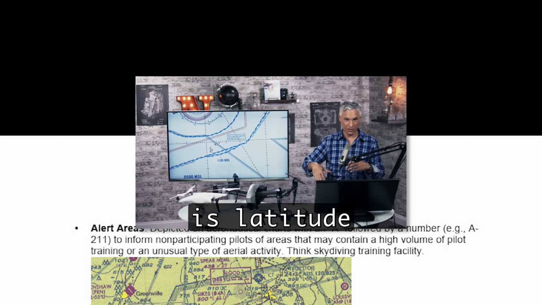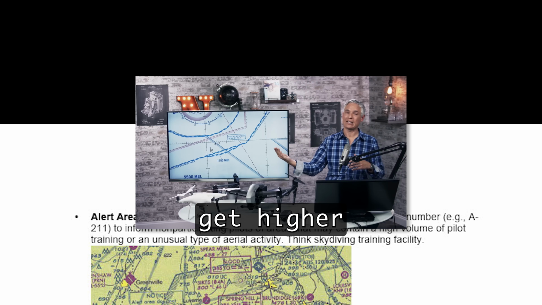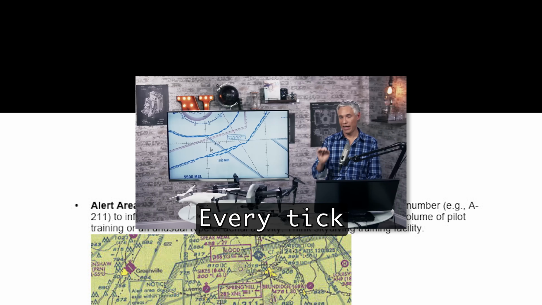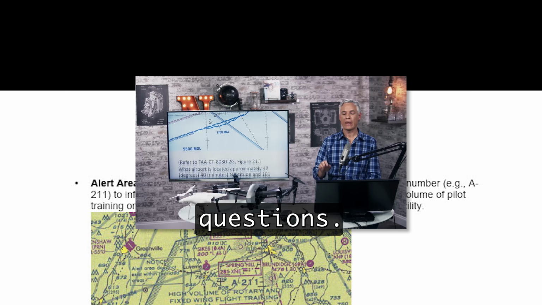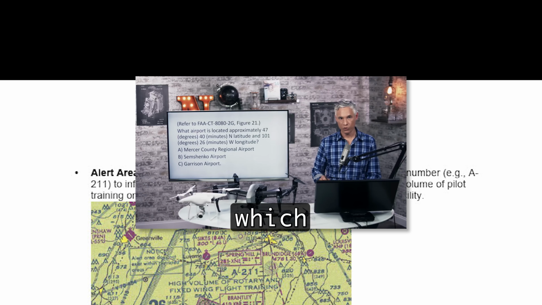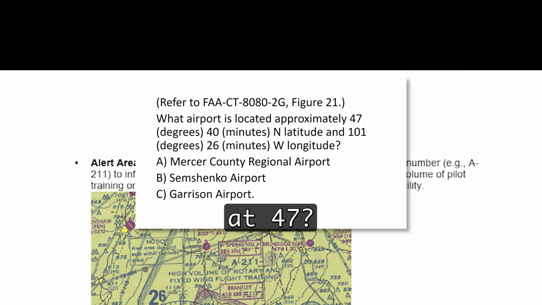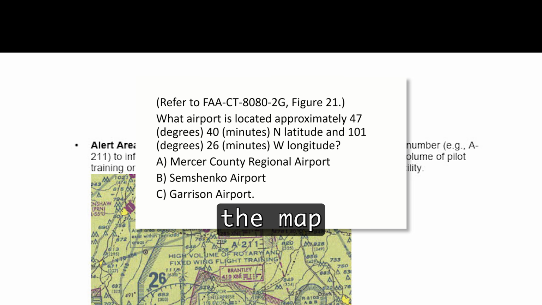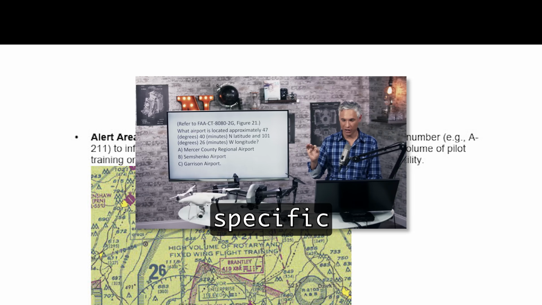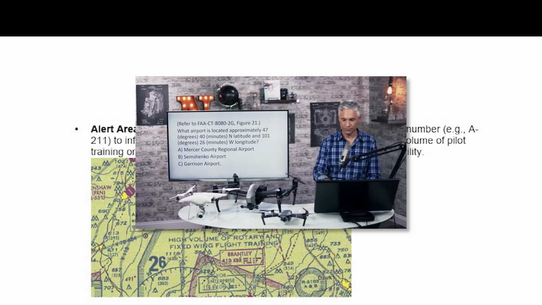North and south is latitude. East and west is longitude. The numbers get higher as you go west. Every tick mark is 1 minute, and you will be counting tick marks for some of the questions. Here's one sample question. Which airport is located at 47, whatever? They'll give you some coordinates like this, and you'll have to be able to go to the map and find that specific airport by just counting.